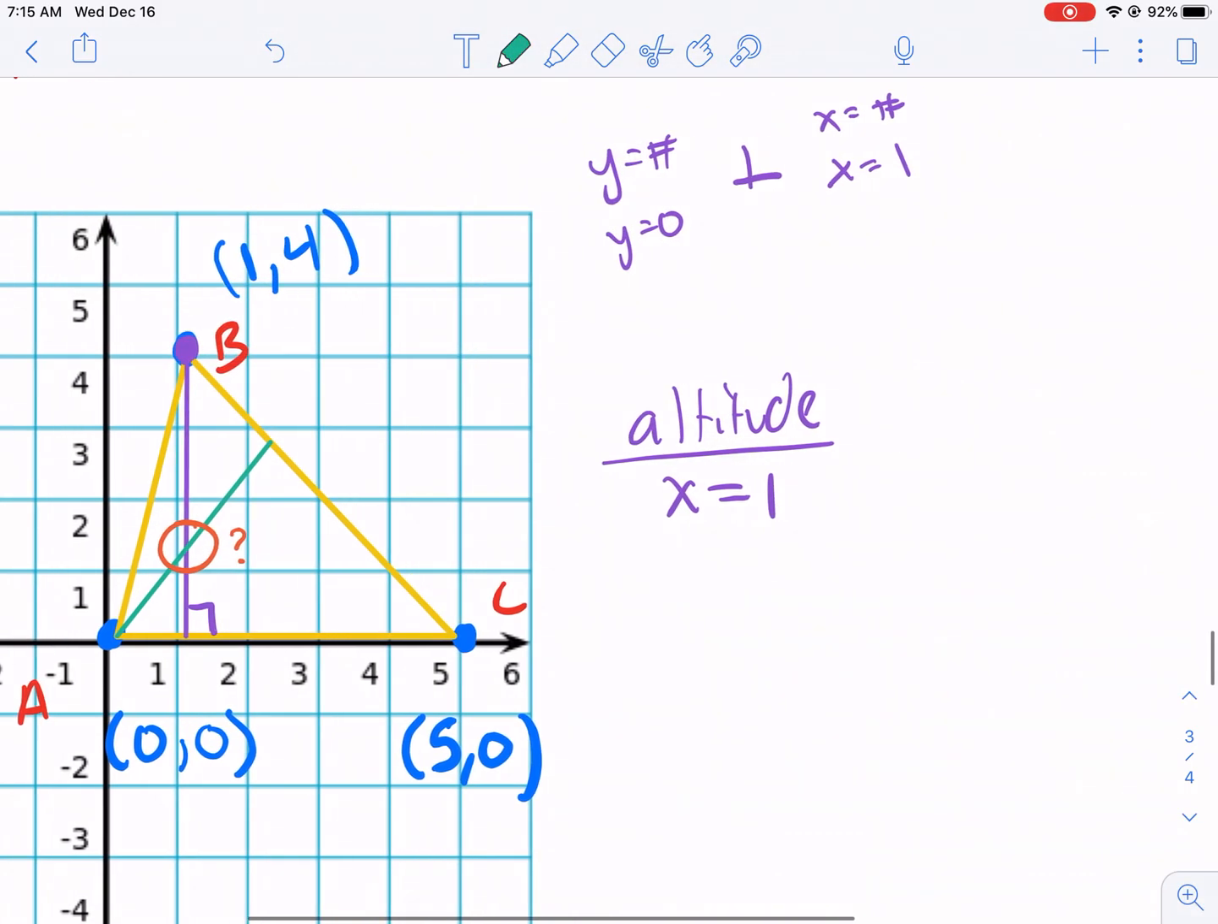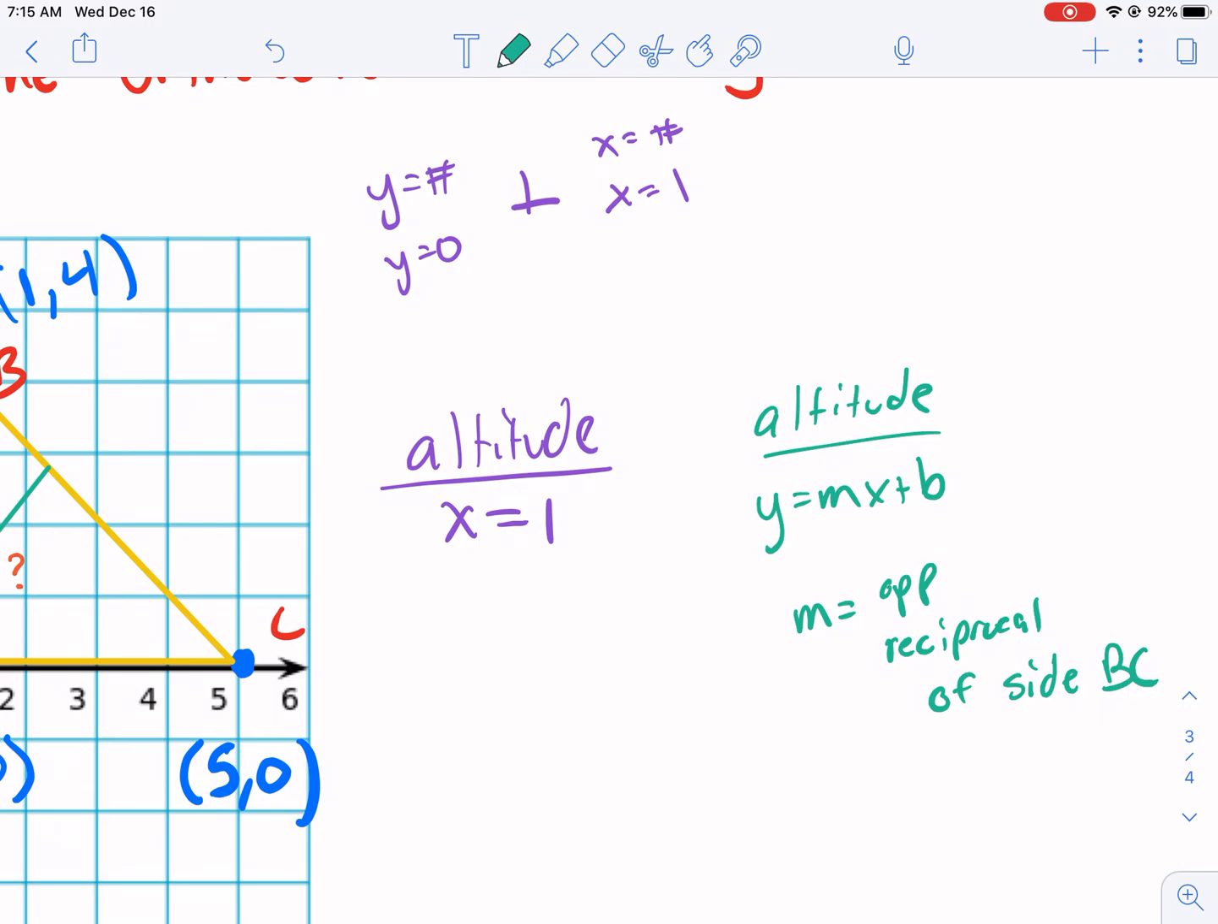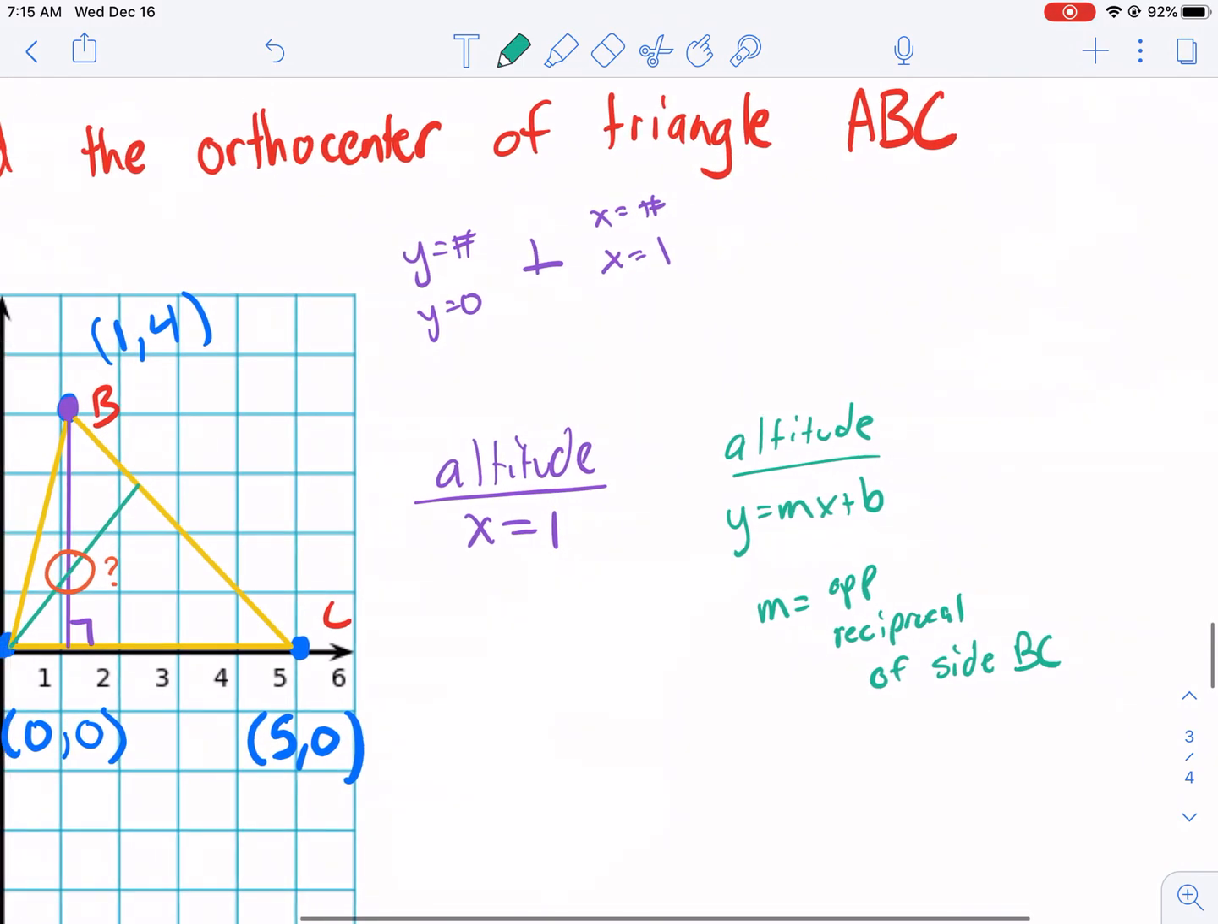Now, in order to find that green altitude, this one's not going to be a horizontal or vertical line, so I know it's going to be y = mx + b. My m needs to be the opposite reciprocal of side AB. Or not AB, sorry, BC. It has to be the opposite reciprocal of side BC.